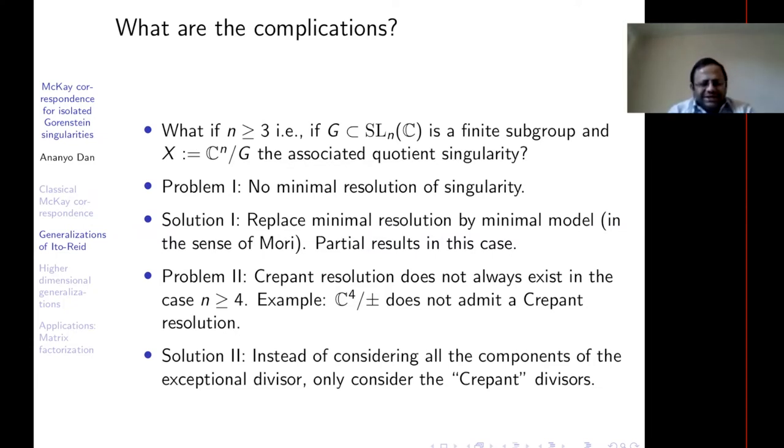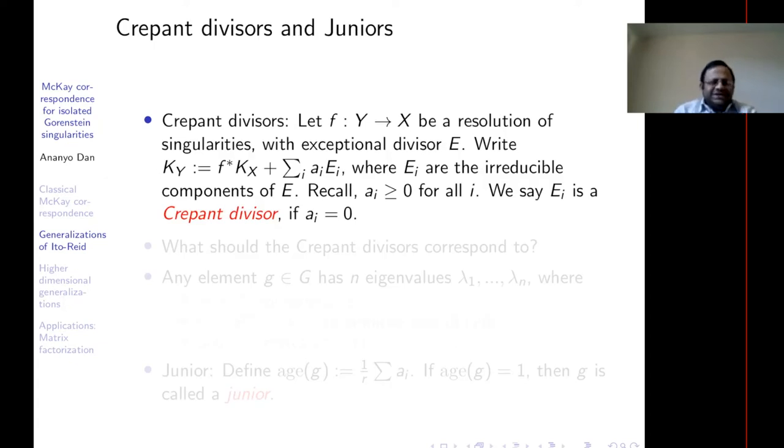So what we can do in this setting is that, instead of looking at all the components of the exceptional divisor, we want to look at only the crepant divisors. So what are crepant divisors? Crepant divisors are when you look at a resolution of singularities of X. Let's say E is the exceptional divisor with irreducible components E1 to Er. We can write the canonical sheaf of Y as the pullback of the canonical sheaf on X, along with some linear combination of these Ei. We know that these ai are all greater than or equal to 0, and it is crepant if they are exactly equal to 0.